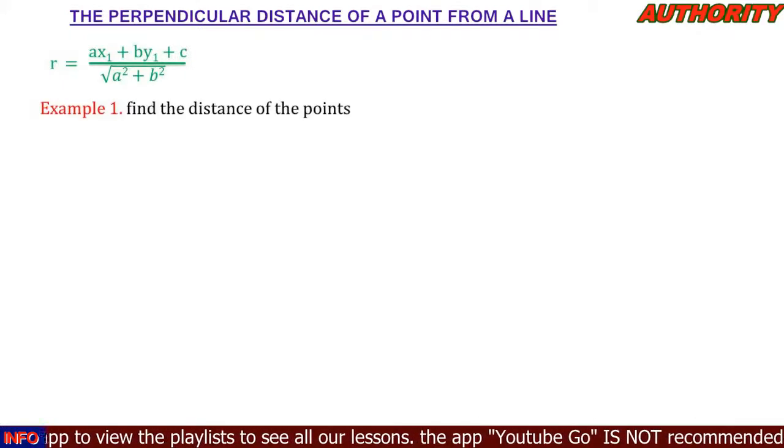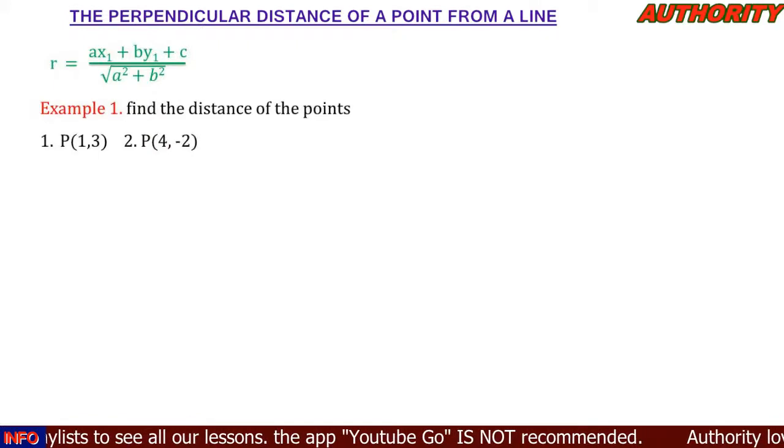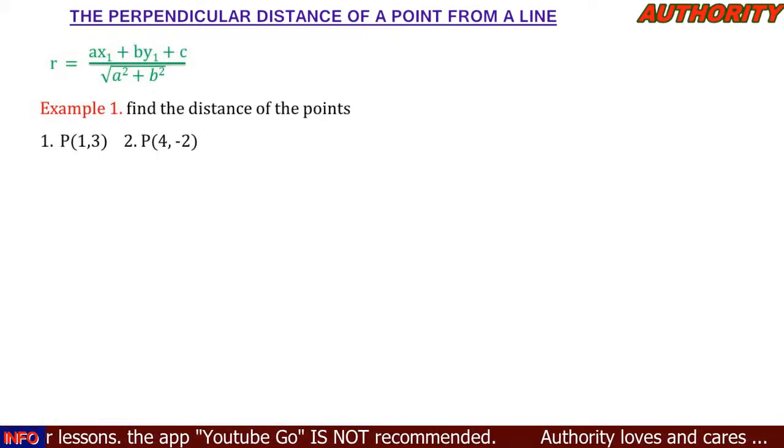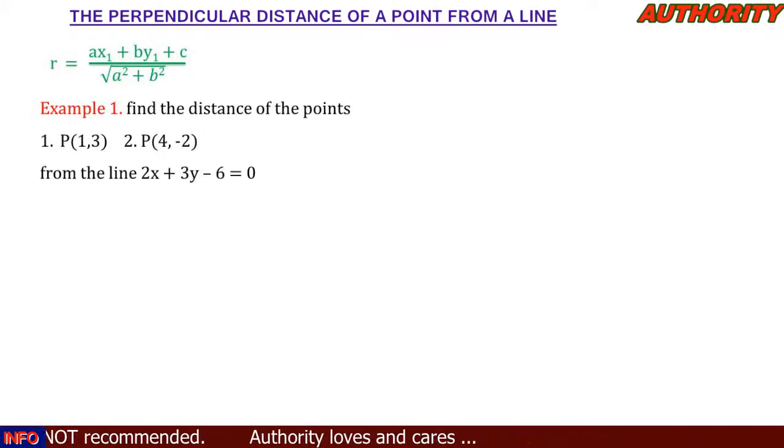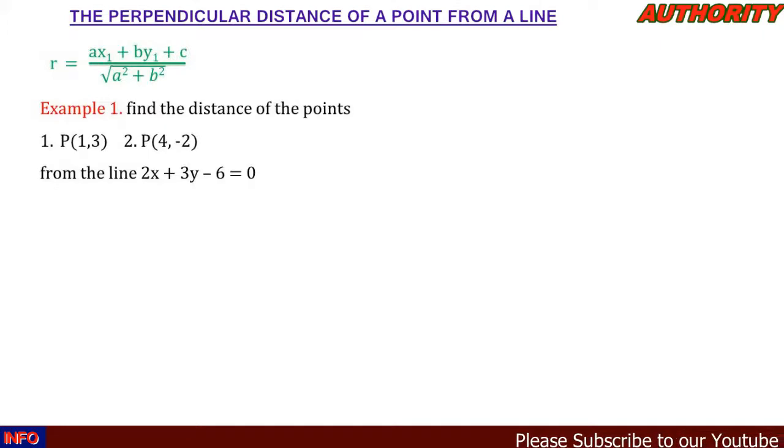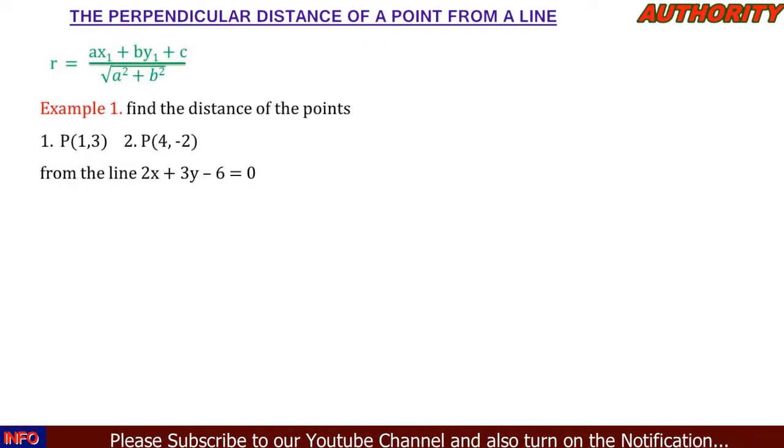Example 1: find the distance of the point P(1, 3) and the point P(4, -2) from the line 2x plus 3y minus 6 equal to 0. That means we're going to find the distance from the point P(1, 3) to the line 2x plus 3y minus 6, and then also the distance from the point P(4, -2) to the line 2x plus 3y minus 6 equal to 0.